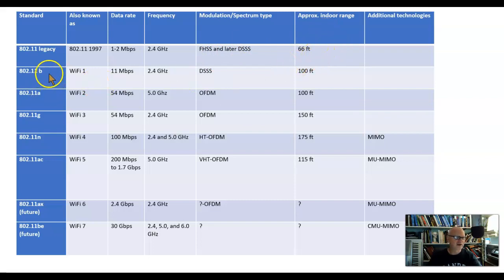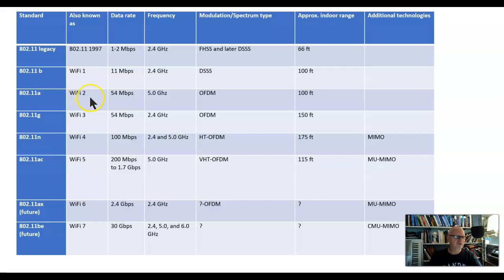802.11b came out before A, so that was what we called Wi-Fi 1. Very, very slow, 11 megabits per second. It operated in the 2.4 gigahertz range still, but did use the DSSS standard and got a little bit farther.